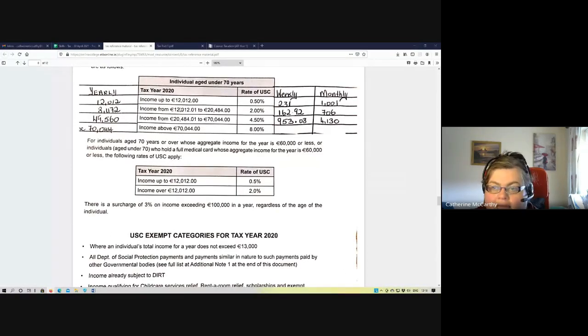Okay, so we've been using the monthly ones last week. Now we're going to look at the weekly ones. It's the same logic behind it in that the first 231 will be USC'd at 0.5%, the next 162.92 at 2%, and then the next €953.08 will be at 4.5%. Okay, so let's practice doing some of them now.